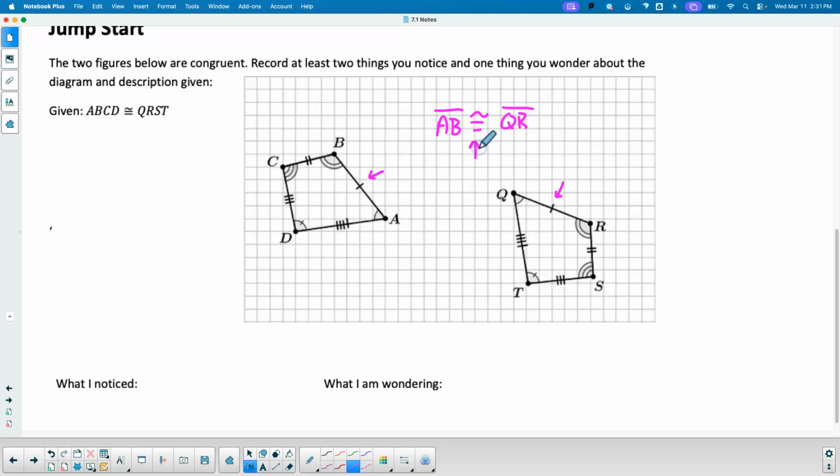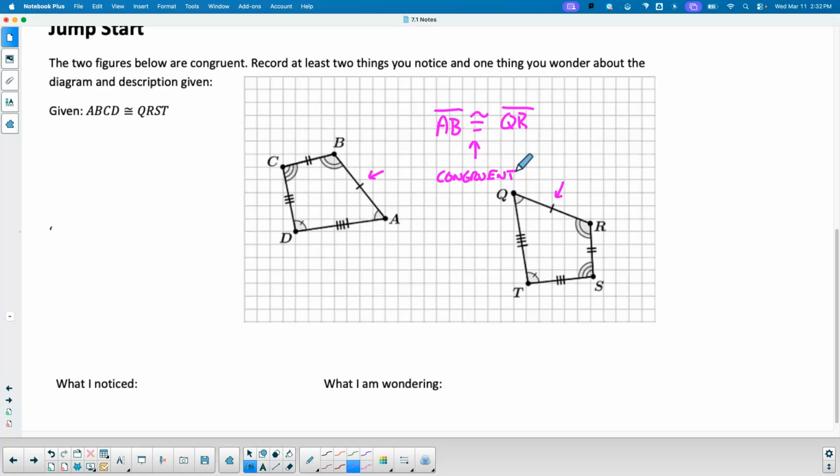This, by the way, is the symbol for congruent. It's an equal sign with a little wave above it. That means it's congruent. Remember, congruent is more than just equals. Congruent is equals and then some. We'll get to that momentarily.